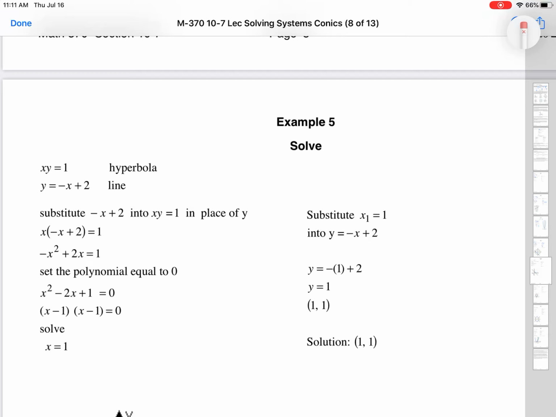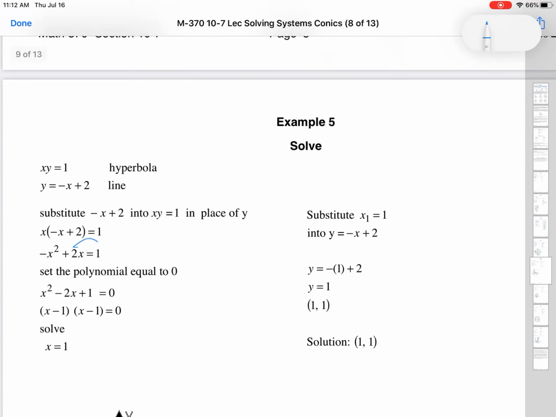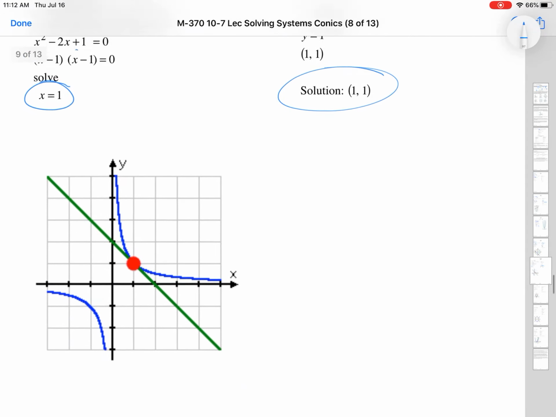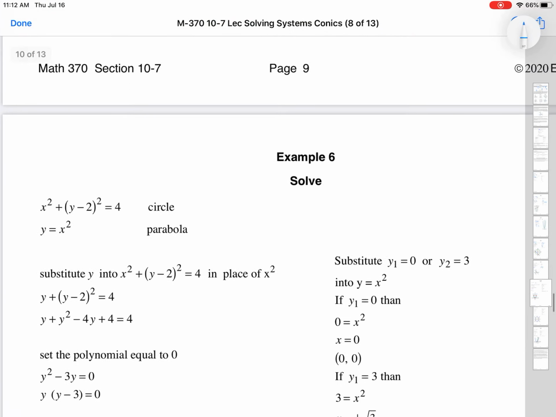So we're going to do substitution again, distribute the x, bring everything over to the right-hand side. And the reason is to get that x squared positive. That looks good. Factors of 1 that add to be 2. And so the only solution that comes out is a 1. We substitute that into the line and come up with a nice 1, 1. Just so you know what you're looking at, that's what you were looking at using a graphing utility.